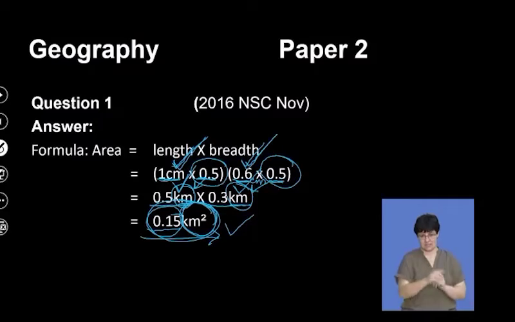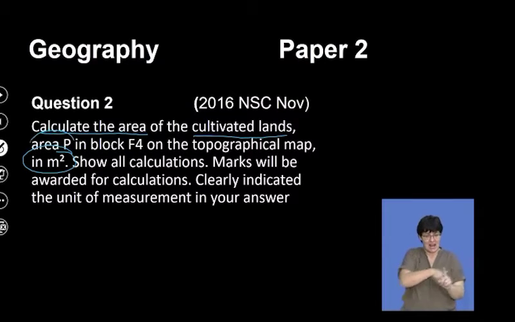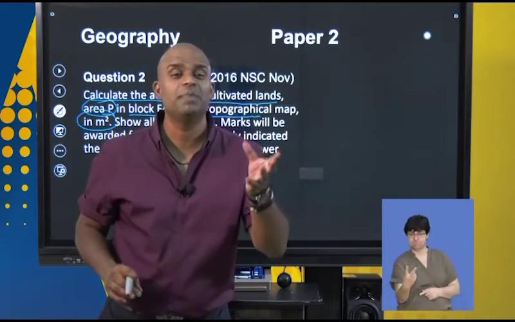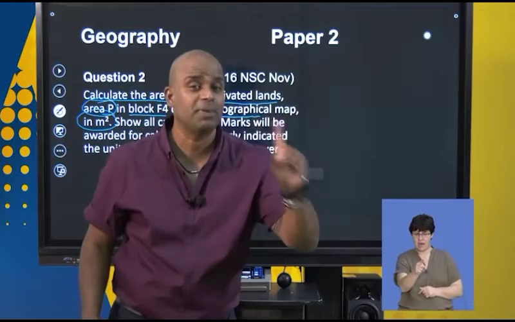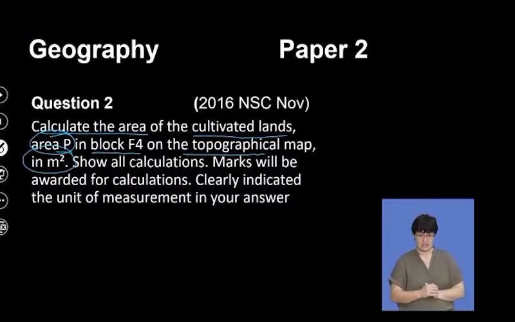Let's use another example. In this particular example, note the following: meters squared. Calculate the area of the cultivated land, area P, in block F4 on the topographical map. In this example, we are converting our answer to meters squared. Immediately you should remember I'm multiplying by a scale of 500. So note, show all calculations.